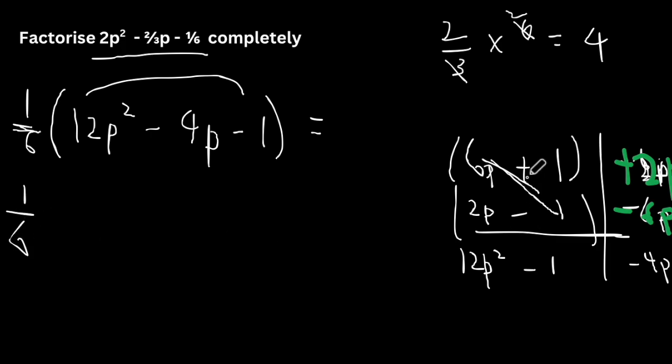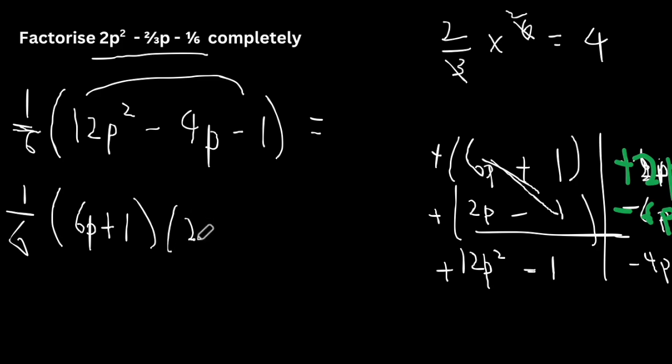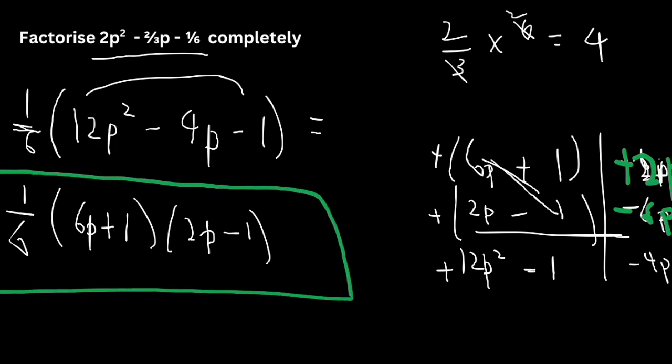And you also have to multiply it. Plus 1 times minus 1 is minus 1. Plus 2p minus 6p is minus 4p. And it's a plus and a plus here, so it's a plus here. So we have to be very careful about all of these. And so you take this 6p plus 1 multiplied by 2p minus 1, and that's your answer. No mistakes this time round. And that's how you factorize this completely.